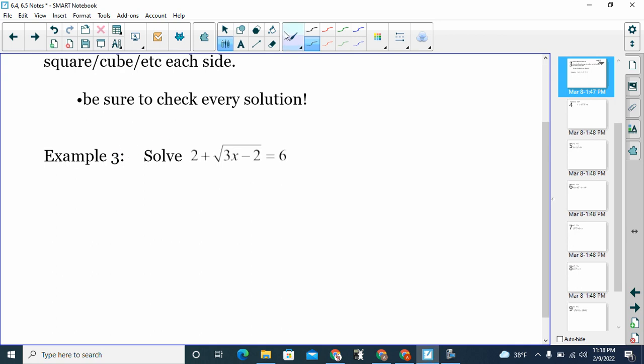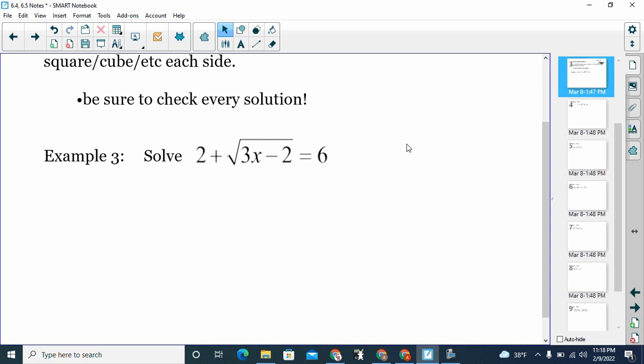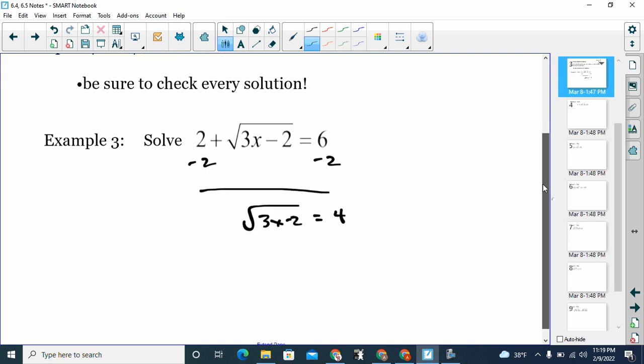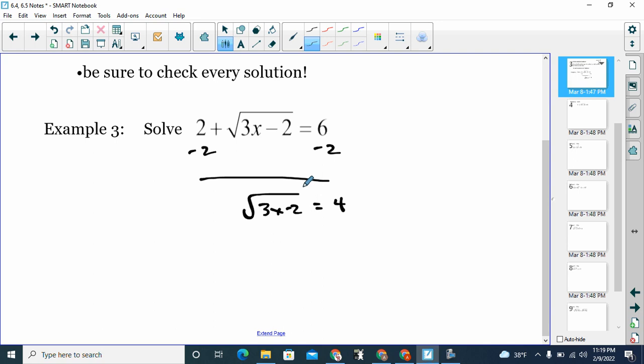Pretty basic example for the first one here. I don't know why we're starting with example 3, but we'll go with it. It asks us to solve 2 plus the square root of 3x minus 2 is equal to 6. So we want to start by getting the root by itself. We can do that by subtracting 2 from both sides, giving us square root of 3x minus 2 is equal to 4. We have the root by itself, so now we want to cancel that root out. It's a square root. We can cancel that by squaring both sides, giving me 3x minus 2 is equal to 16.